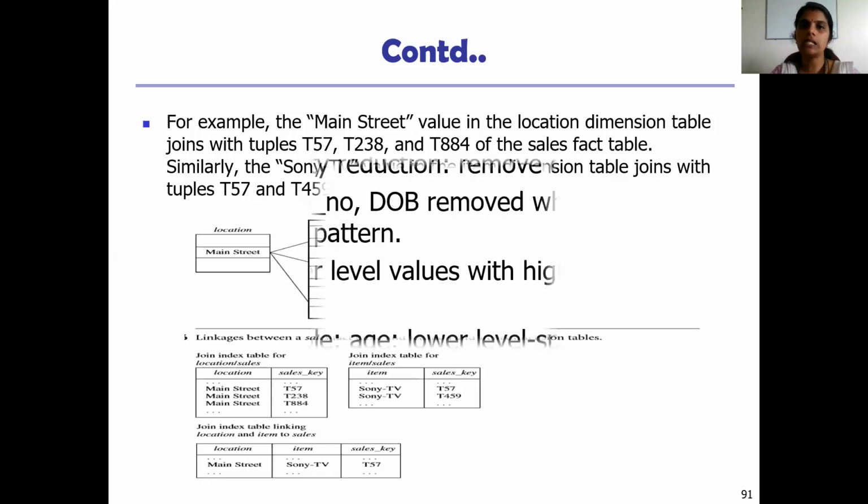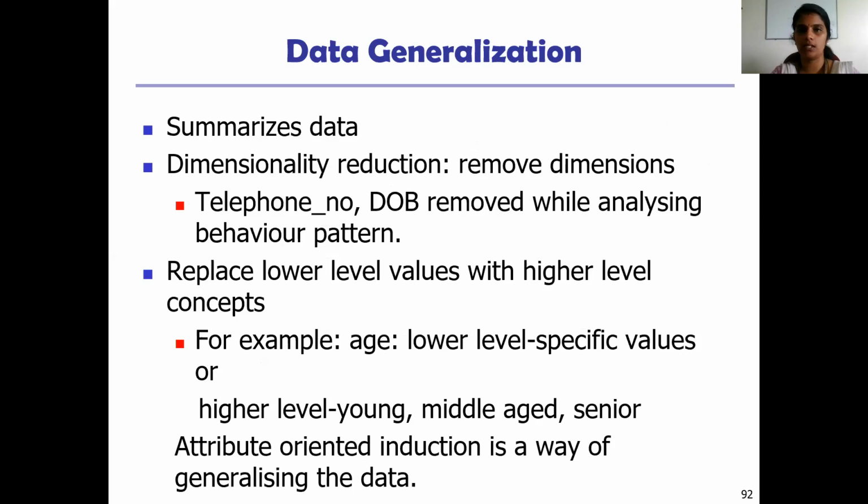Okay. Next is data generalization. From the word itself, generalization means summarizing. So data generalization basically summarizes data. Summarization of data can be done either by dimensionality reduction or by using concept hierarchy. So what is dimensionality reduction? Already we have seen this. Remove certain dimensions.